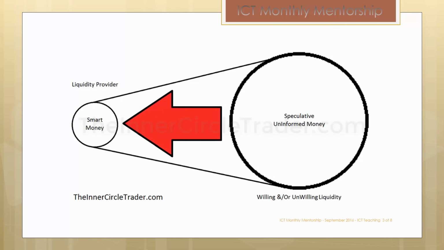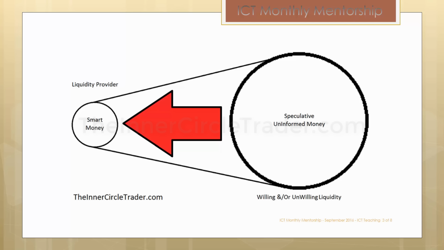Generally there's a victim always in every crime. And the perspective that the speculative uninformed money has is that, number one, they don't acknowledge that there's a smart money. There is not an entity out there that has quote unquote the right things always on, the right perspective, or that a market is rigged or controlled or manipulated or has any influence over long-term price delivery.